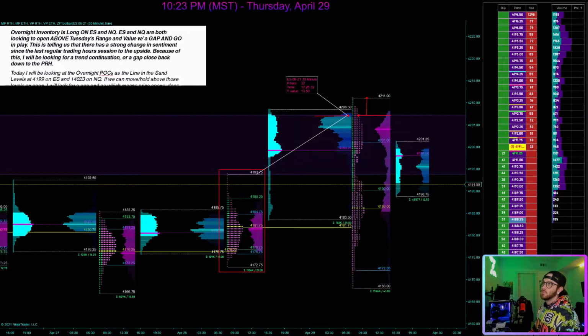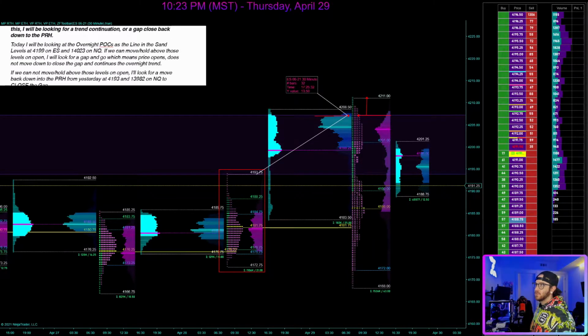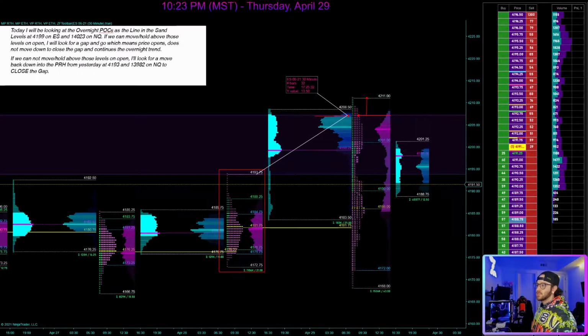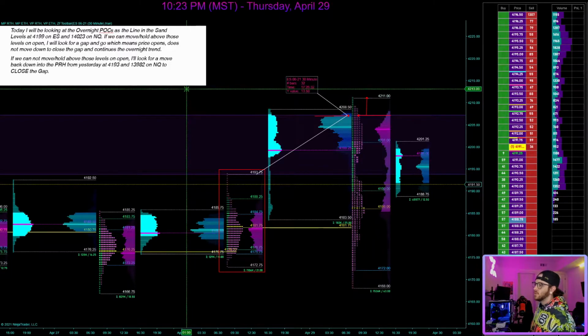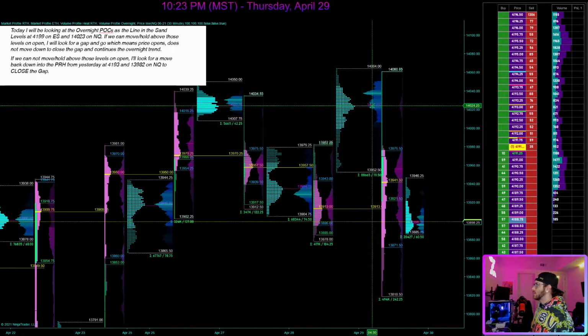So moving back into the analysis, I was looking at the overnight points of control as the line in the sand levels. So I'll scroll down a little bit. And you can see I said today I was looking at the overnight POCs as the line in the sand levels at 41.99 on ES and on NQ at 14.23. You can see that guy right there.